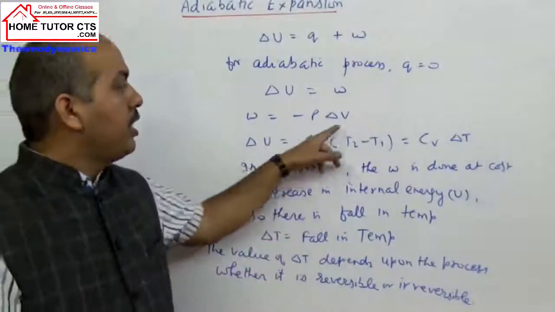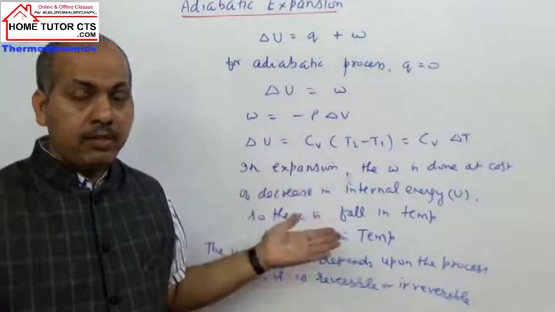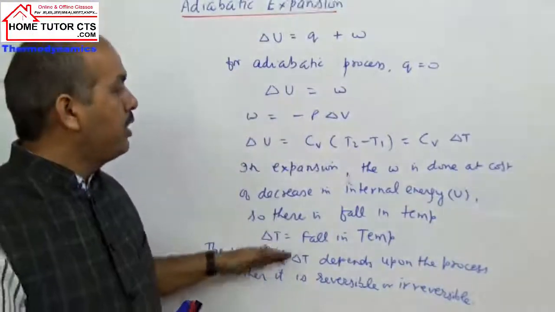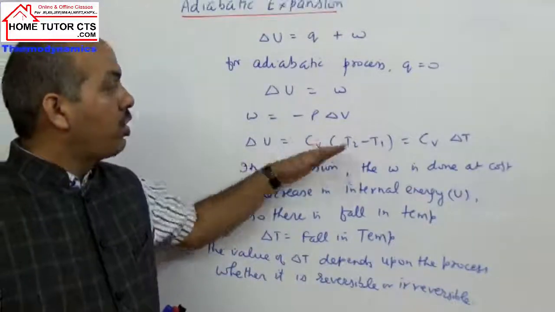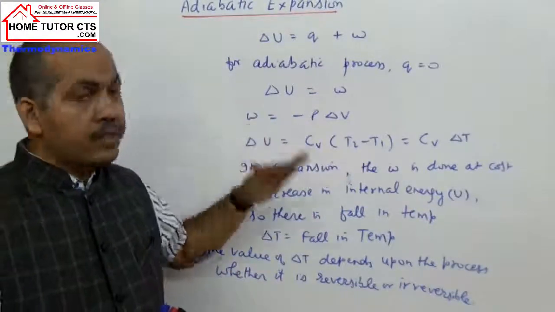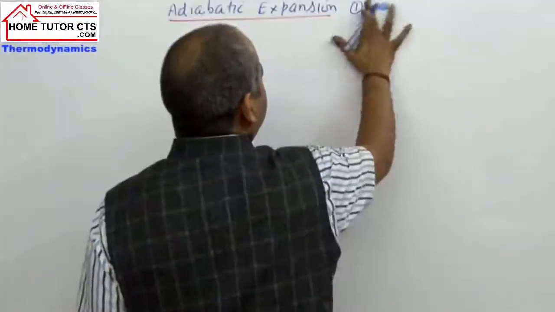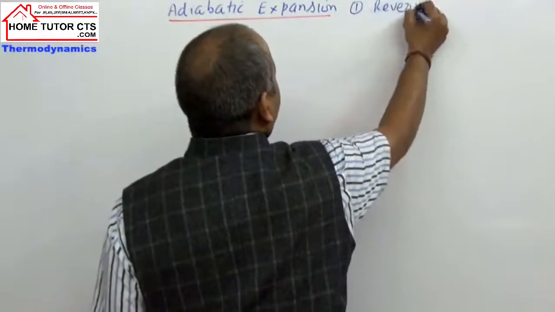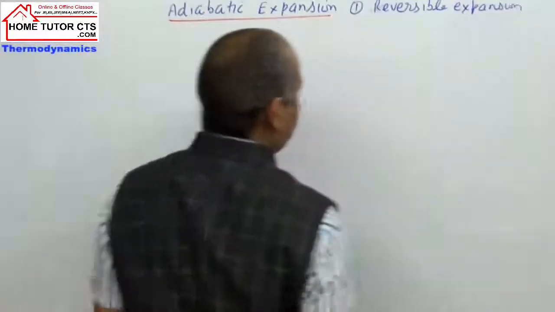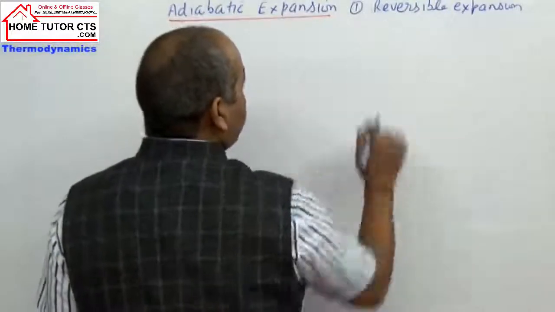Now further, this delta T will depend on the nature of process, whether it is irreversible or reversible. They decide the delta T value. So let us see how we can calculate or relate the value of T2 and T1 for the change taken, which is reversible or irreversible. First we take reversible expansion of the gas, it is adiabatic reversible expansion.